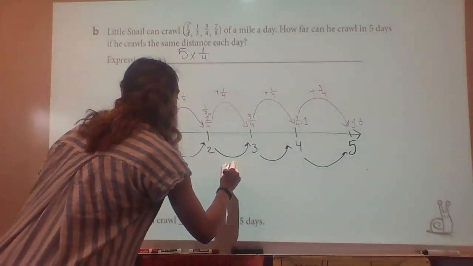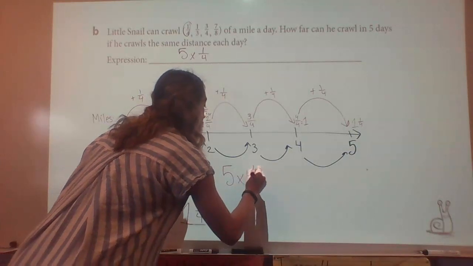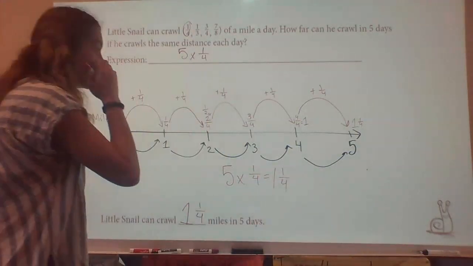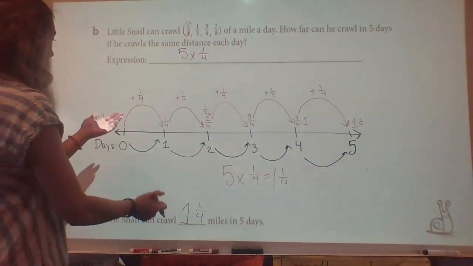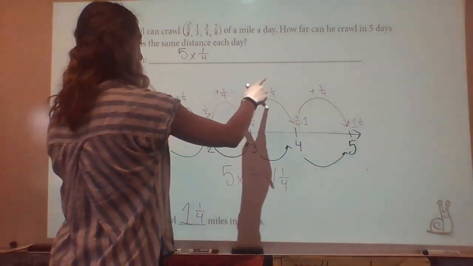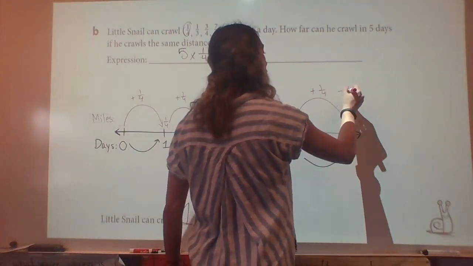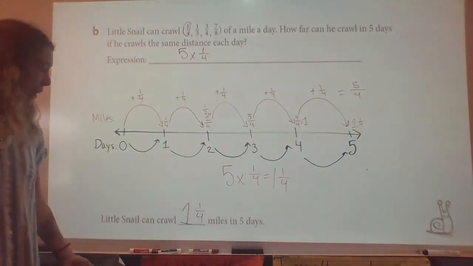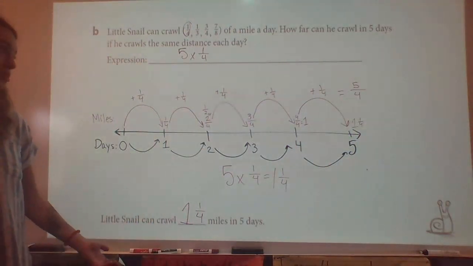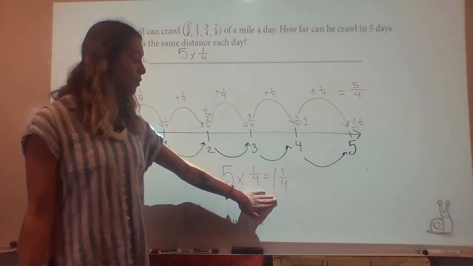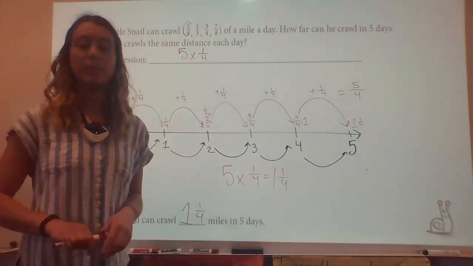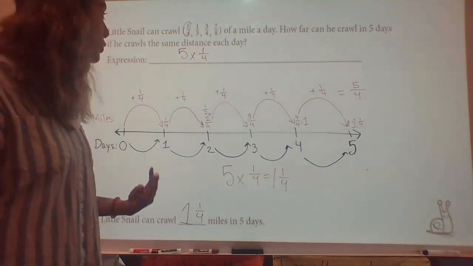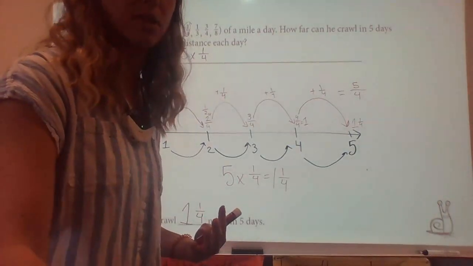So I can say 5 times 1/4 equals 1 and 1/4. Now another way to say 1 and 1/4, if I added 1/4 plus 1/4 plus 1/4 plus 1/4 plus 1/4, is it also equal to 5/4? So 5/4 could also be an answer, but that's just an improper fraction, and this is a mixed number. Now I want to show you a poster of some other ways to multiply whole numbers and fractions.